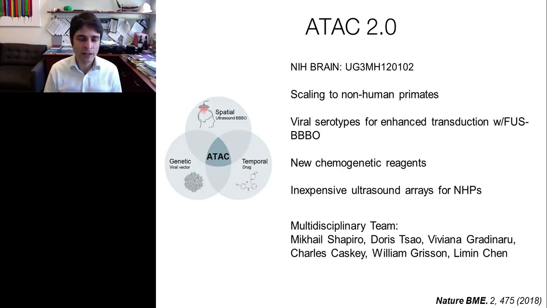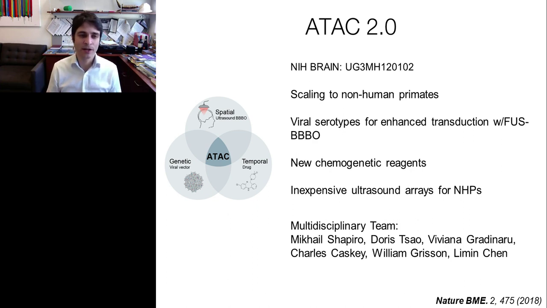And so where we are with that work is developing ATAC 2.0. This is an NIH-funded project from the Brain Initiative that we're very excited about, where we are trying to scale this technology to non-human primates, and we think that is a system in which this technique could really shine, because it's otherwise difficult to deliver viral vectors into the size and distribution of brain regions that we and others are interested in, in this type of animal model. Now, to do that, we're trying to enhance all the different aspects of our system.